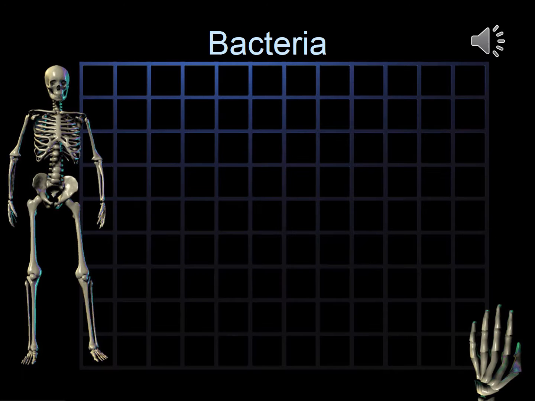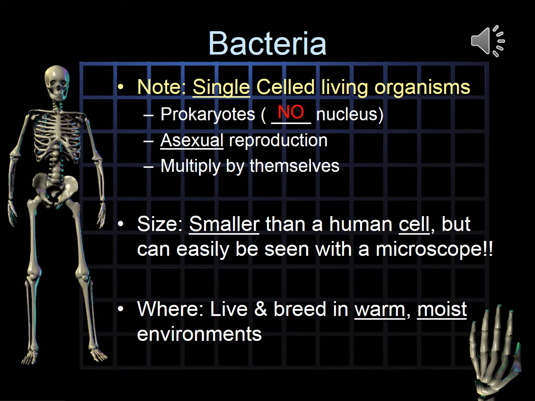So bacteria. Bacteria are single-celled living organisms. They are prokaryotes, because prokaryotes have no nucleus. So they're single cells that have no nucleus. They reproduce asexually, so they just divide by breaking apart, and they multiply by themselves. They're smaller than a human cell, but can easily be seen with a microscope.